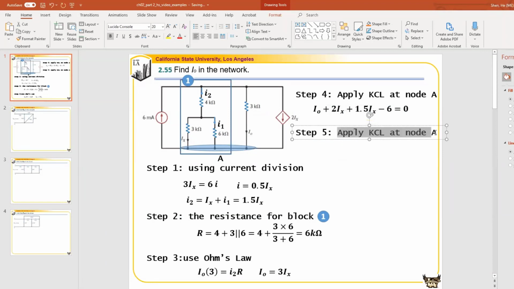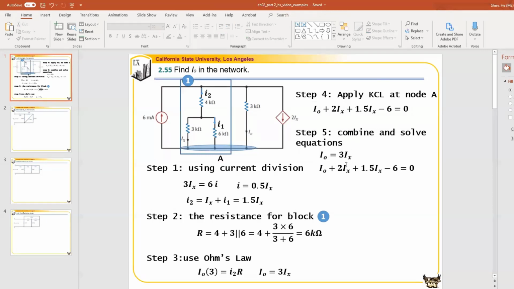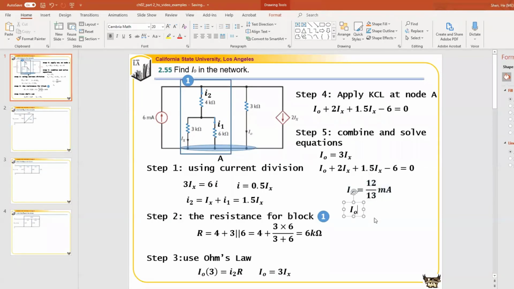Step 5, we'll combine and solve the equations. We'll solve these two equations. One is like that, and this one will be over here. So we can find I0 and Ix at the same time. Let's plug this in. This is 3.5Ix, and this is 3Ix, so 3.5 and 3, that's 6.5Ix, equal to 6. So Ix is 6 over 6.5, that's 12 over 13 milliamp. So we can find I0, that is 3 times that, which is 36 over 13.